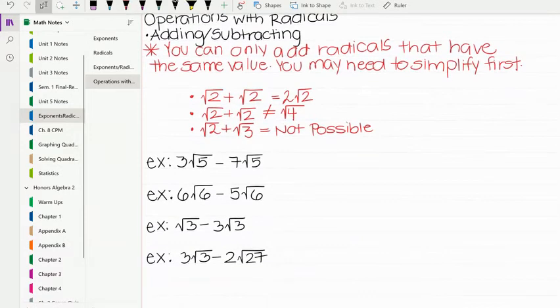So we're going to go ahead and look at a few examples now. Once you know that, now the math is really easy, right? So we have 3 root 5 minus 7 root 5. This works because they're both root 5. So if I have 3 root 5's and I take away 7 root 5's, I now have negative 4 root 5. And that's it. If I have 6 root 6 and I subtract 5 root 6, I would have 1 root 6, or I could just leave it as root 6.